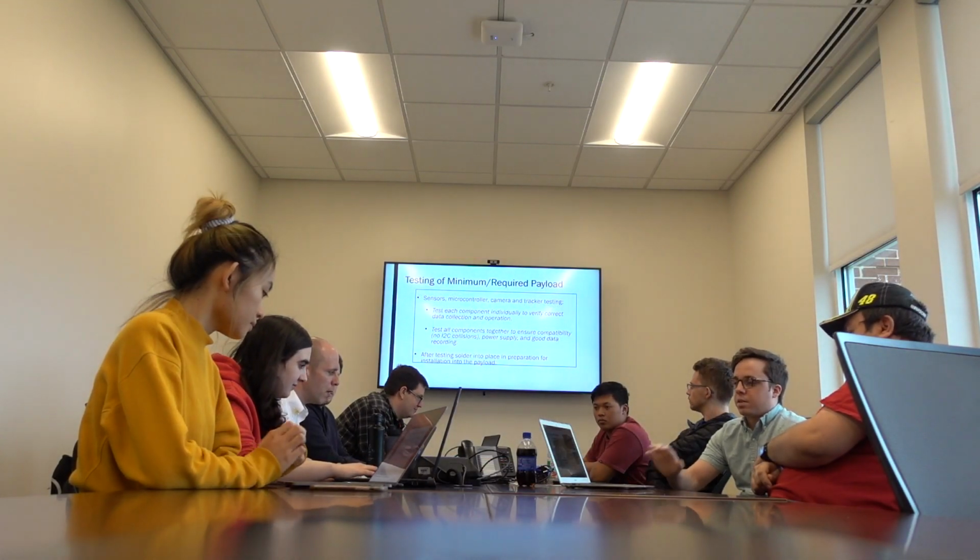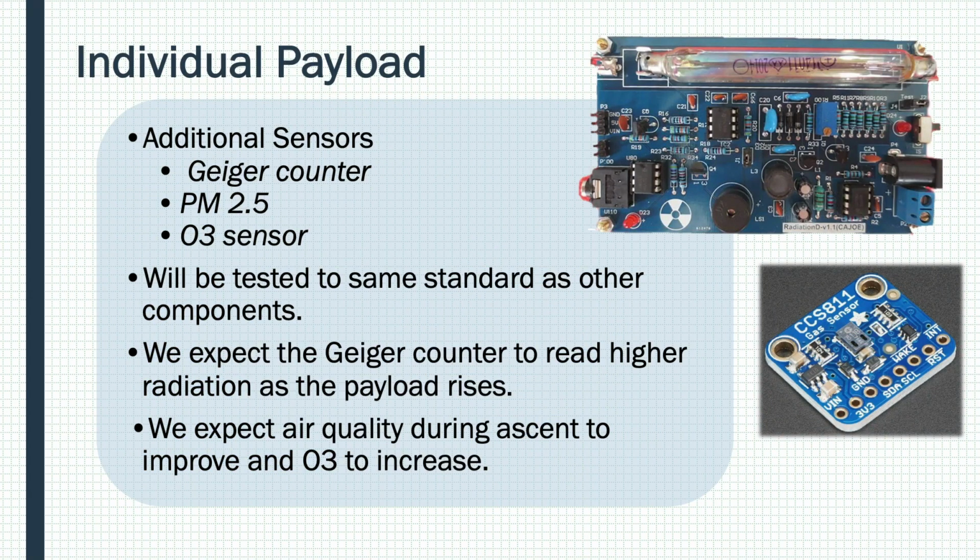Next slide. So our individual payload will include a Geiger counter, a particulate matter 2.5 sensor, and an ozone sensor. We'll be testing these components the same way as we did last year. We'll put them in a freezer and test these components. We also have already tested the power to them, and we've tested the Geiger counter out. Kyle's already got the Geiger counter working with all the power supply that we're using.